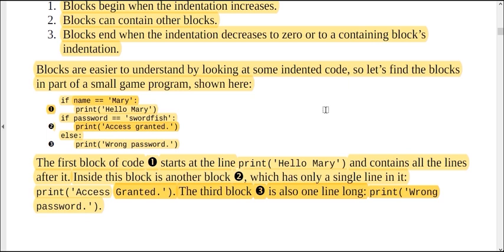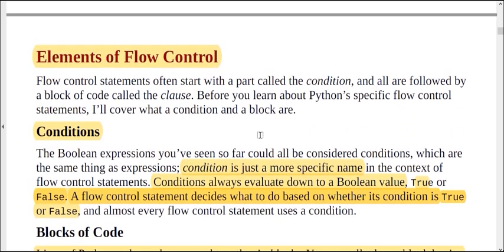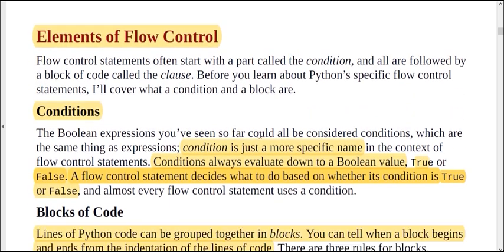I will remove the highlighted text for you so that you can understand better. This is one block, this is another block, this is another block. These can be identified with the help of this space. See this space and this space and this space. This space means the indentation. It can be either 4 spaces or a single tab. So this is about the blocks of code and the conditions in elements of flow control.